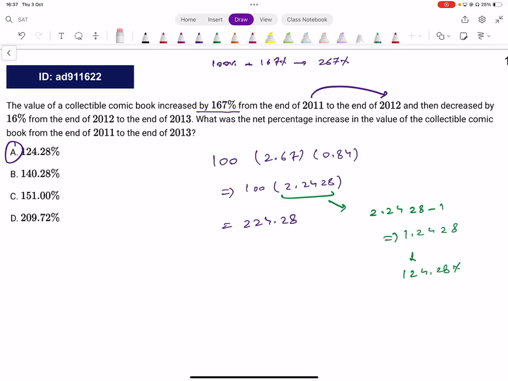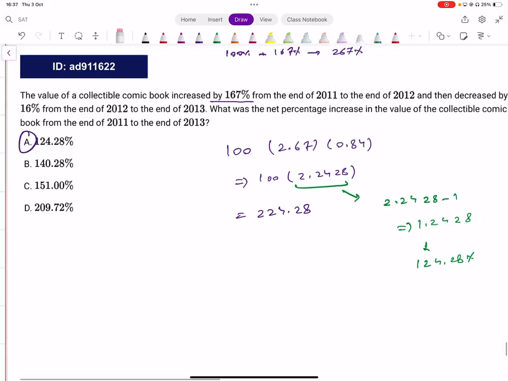I would really encourage you to get very comfortable using factors like these. Percentage increase करना है या decrease करना है तो किस number से multiply करना है उसके लिए. We did this in detail when we did percentages. Okay, so that was the last one from this PDF.